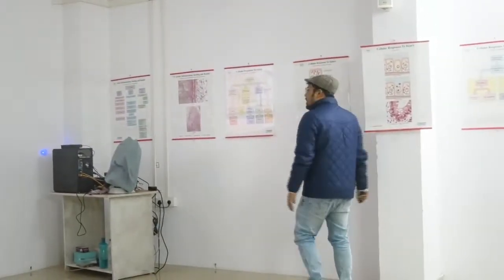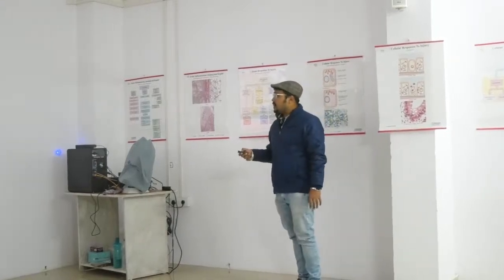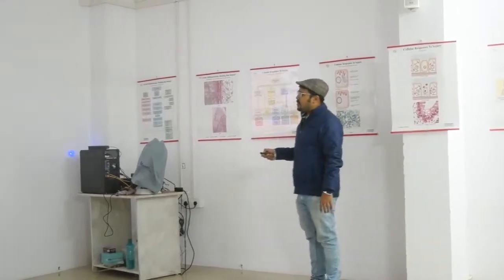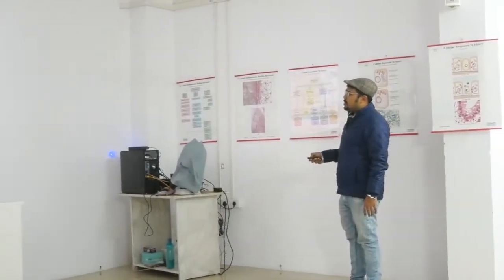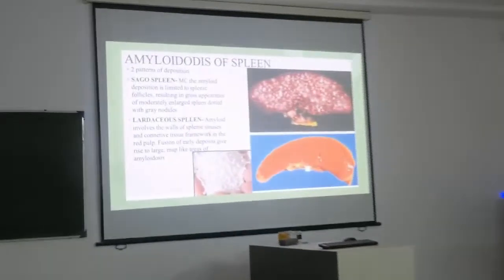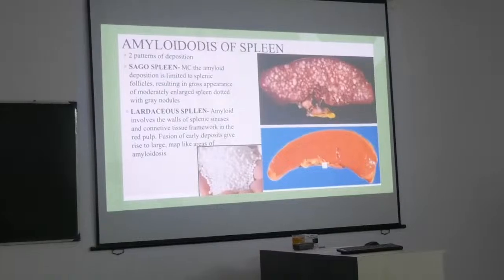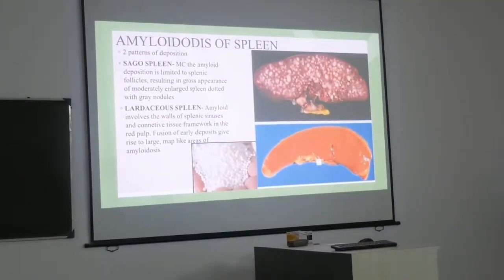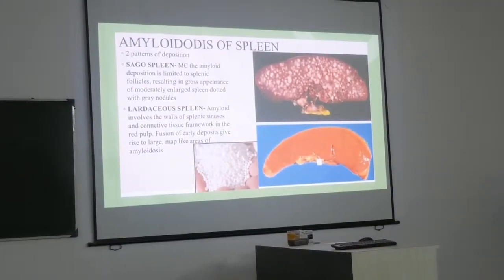Now the next organ, amyloidosis of the spleen. This is the gross picture, the macroscopic view. Here we perhaps don't get any microscopic picture. This is very important for MCQ purposes: sago spleen.